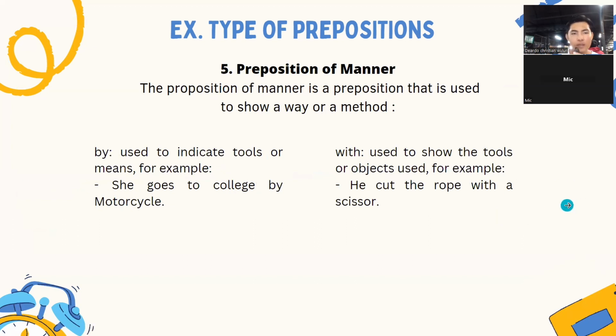Five, preposition of manner. The preposition of manner is a preposition that is used to show a way or method. By is used to indicate tools or means. For example, she goes to college by motorcycle. With is used to show the tool or object used. For example, he cut the paper with a scissor.